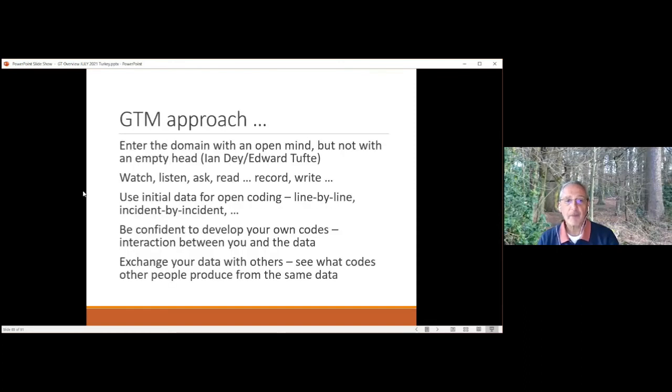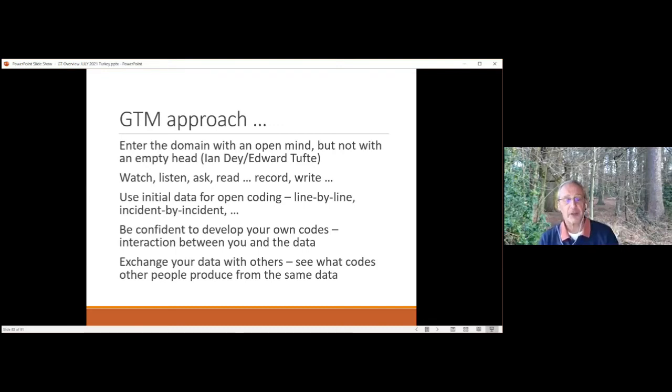Yeah. And so finally, just a few points about how grounded theory works. Go in with an open mind, not an empty head. Watch, listen, ask, read, record, write. Don't rely on recordings.